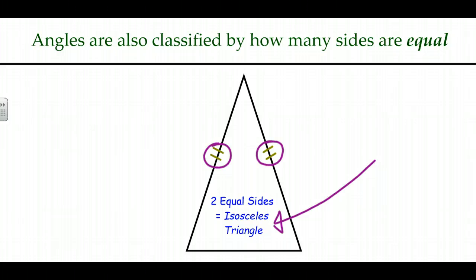A triangle where only two of the sides are equal is called isosceles. Go ahead and pause the video if you need to, draw this triangle, and write down the definition here, including the correct spelling of isosceles triangle.